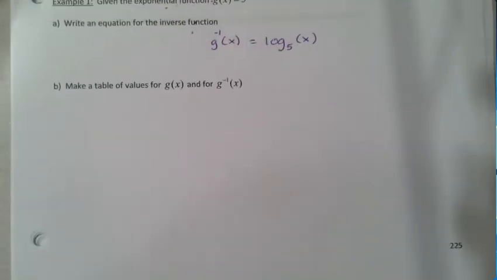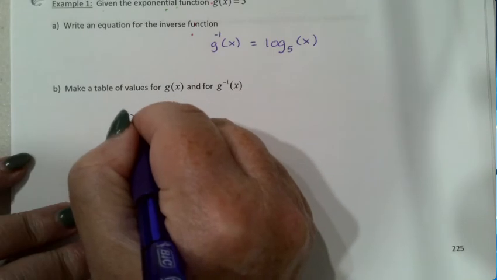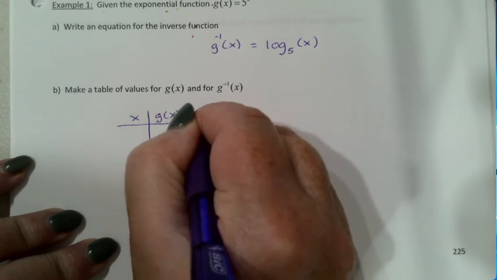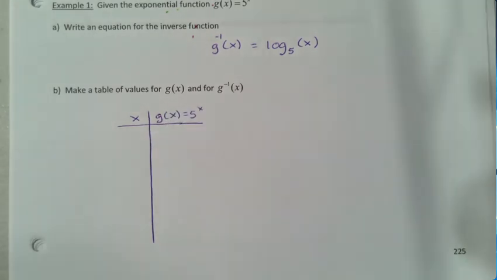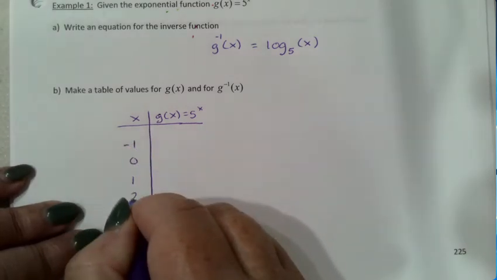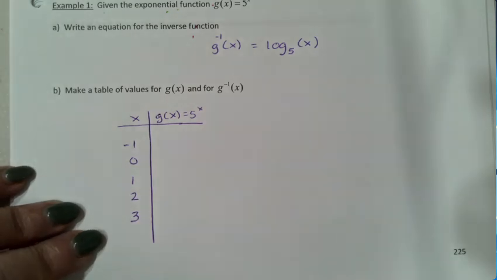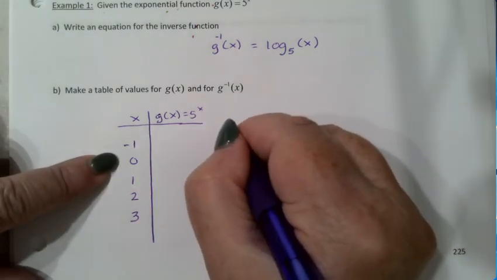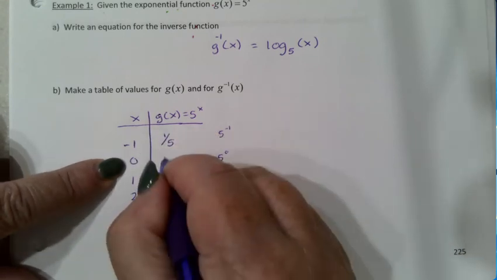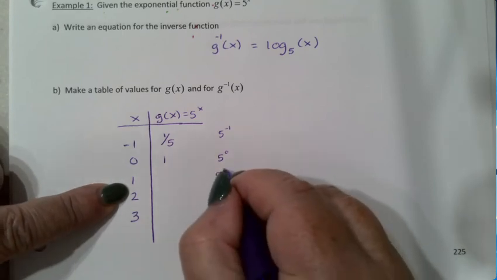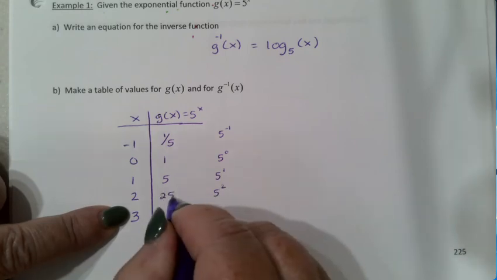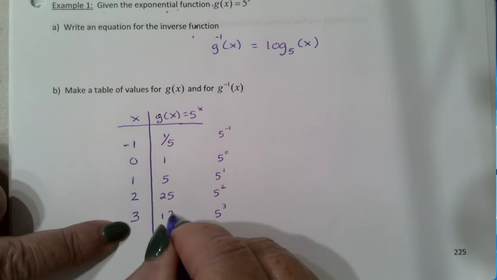I could make a table of values for g and g inverse. I'm going to make a relatively small one. Let's just do -1, 0, 1, 2, and 3. 5 to the negative first would be 1 over 5 to the first. 5 to the 0 is 1. 5 to the first is 5. 5 squared is 25. And 5 cubed is 125.